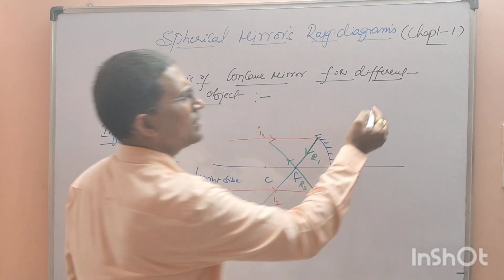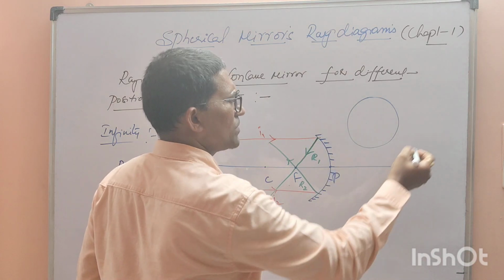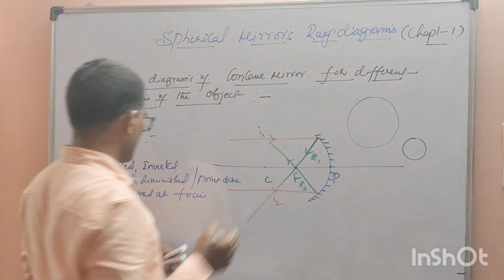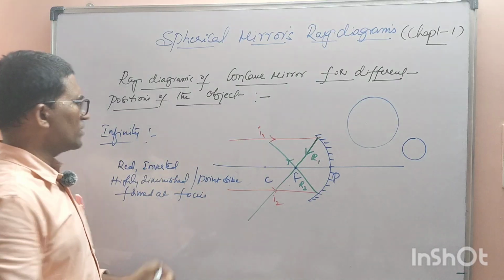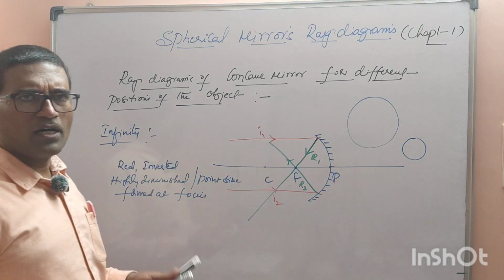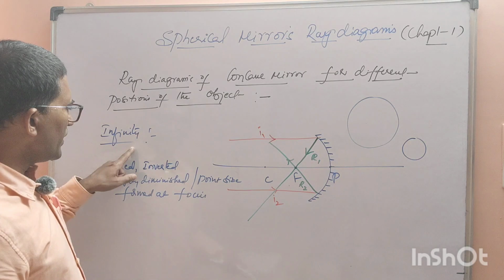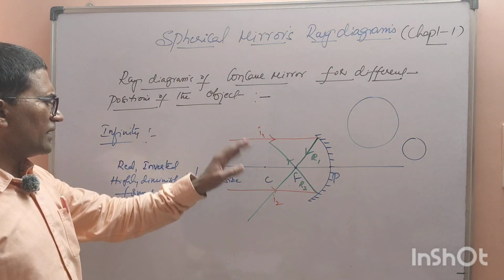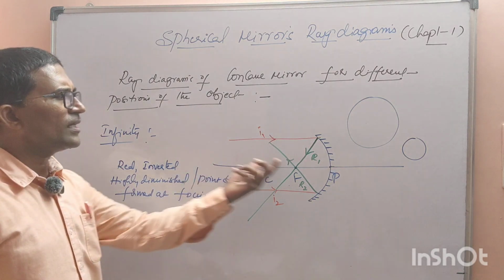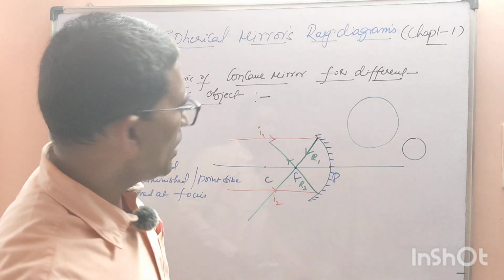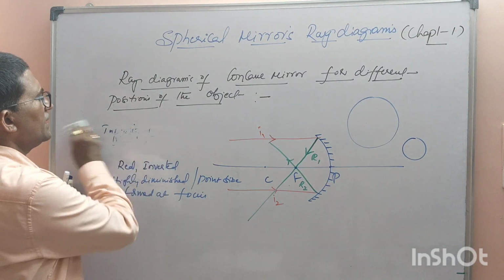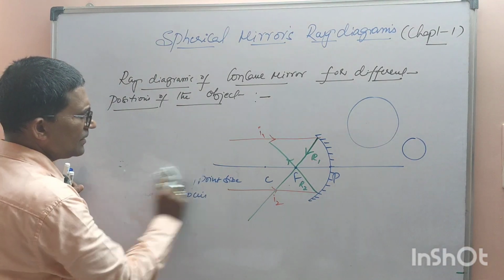The sun is circular anyway, so we know the image will appear circular, but it is dot-like and formed at the focus. This is for the first position of the object. If the object is at infinity, the image is real, inverted, highly diminished or point size, formed at the focus. Is it clear? Now we have the second ray diagram.